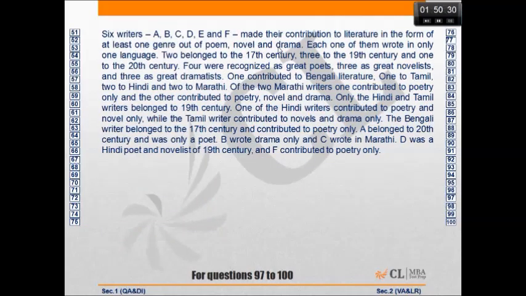Six writers A, B, C, D, E, F made their contribution to literature in the form of at least one genre out of poem, novel, and drama. Each of them wrote in only one language. 2 belong to the 17th century, 3 to the 19th century, and 1 to the 20th century. So that makes it 6 people: A, B, C, D, E, F.